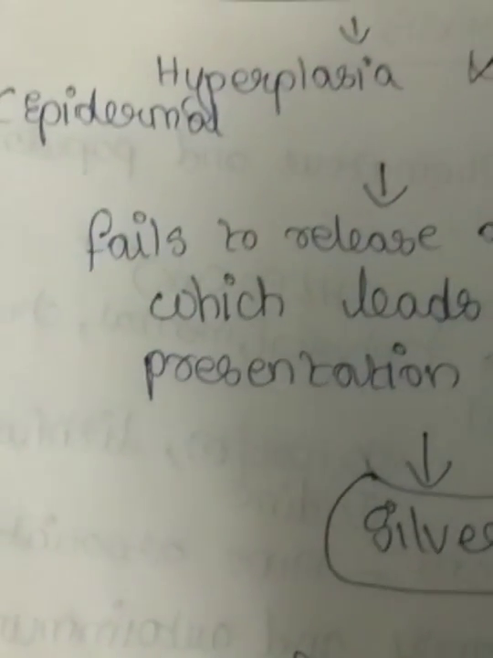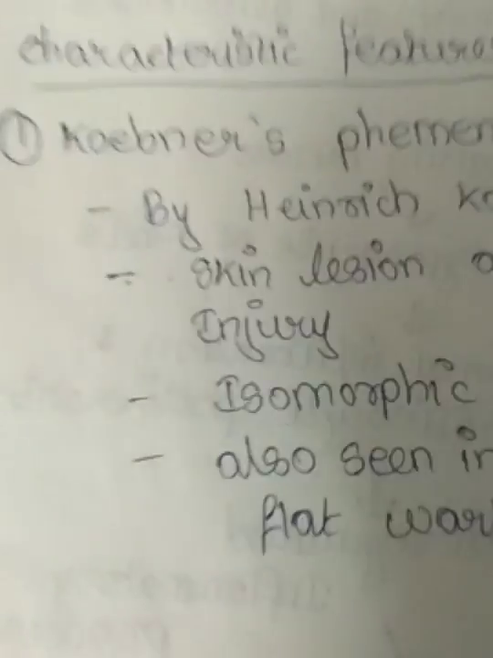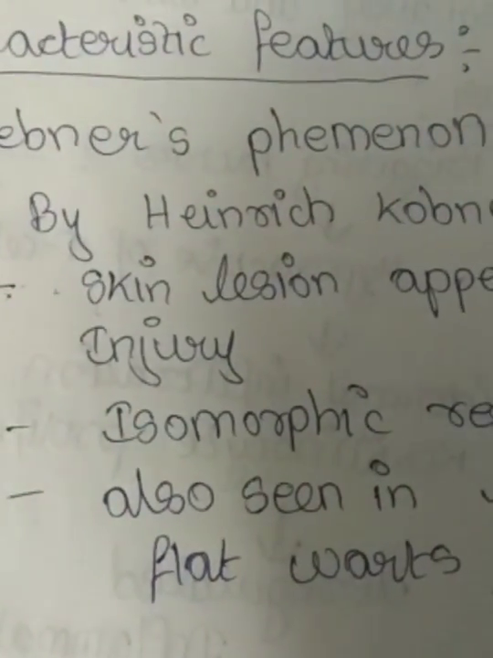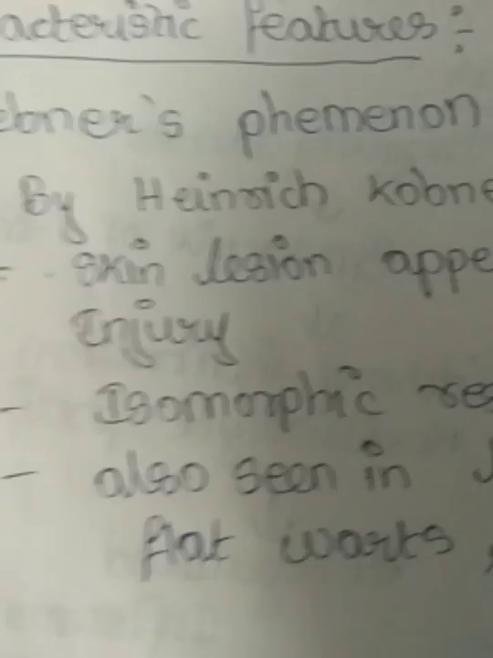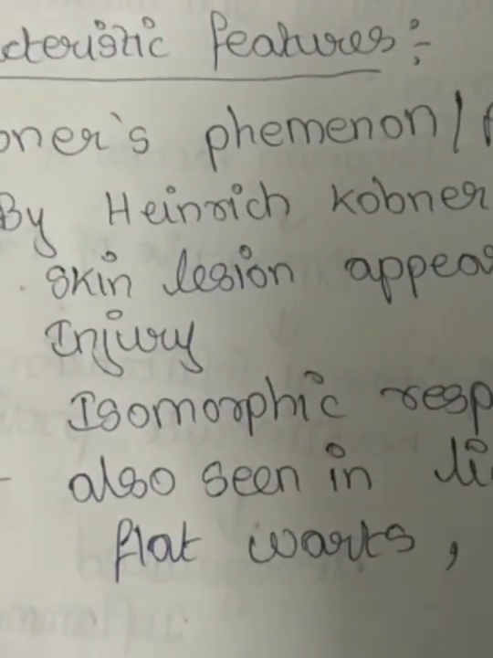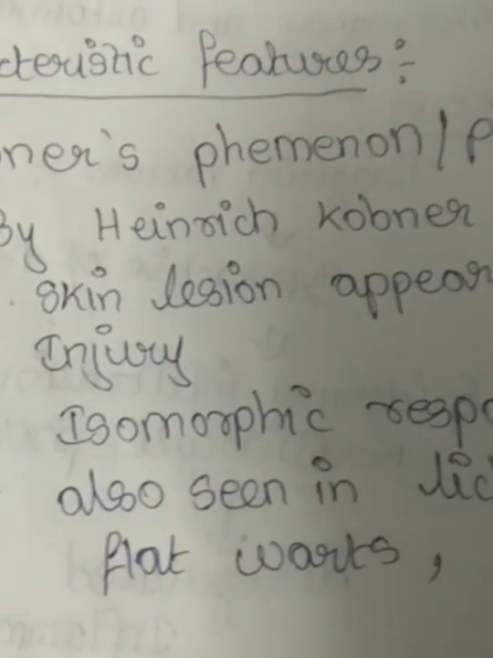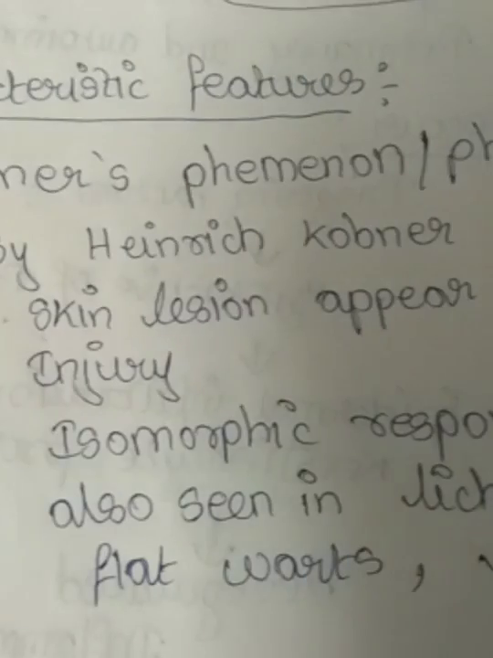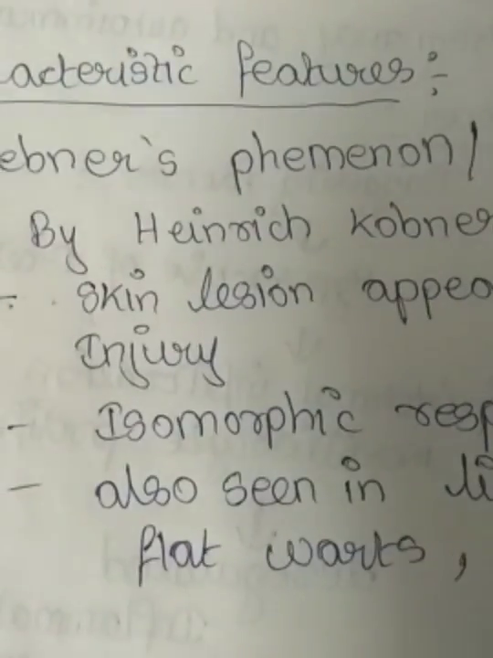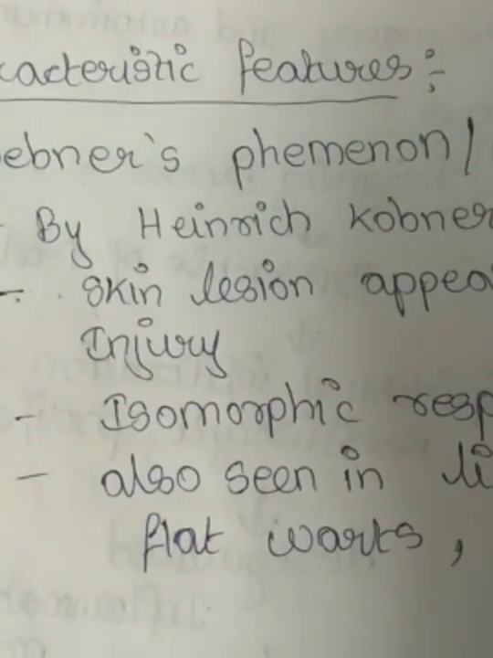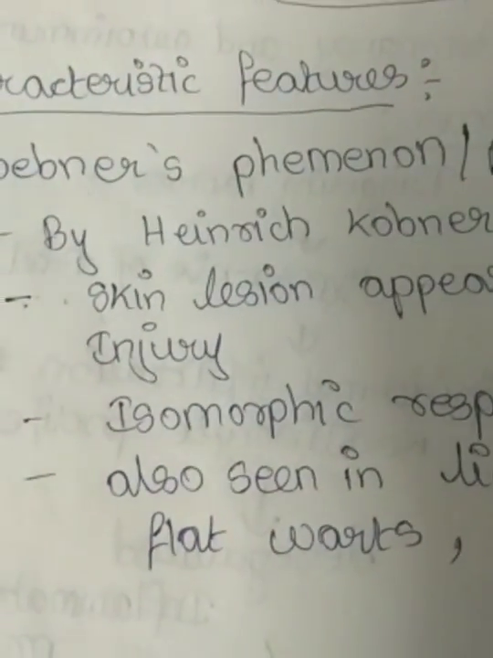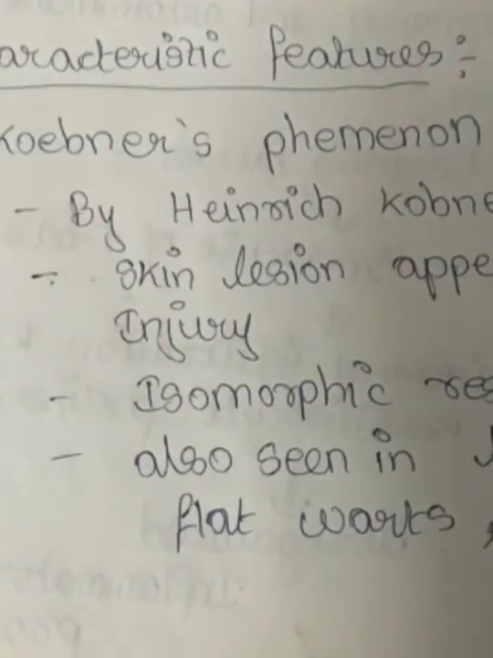Then coming to its most characteristic features, the first one is Koebner's phenomenon. This phenomenon was discovered by Heinrich Koebner. If you take a pen or any instrument and draw a linear line over the skin, along the line you will see the skin lesions. That's Koebner's phenomenon, which is why it is called an isomorphic response. The same phenomenon can be seen in lichen planus, flat warts, and vitiligo.